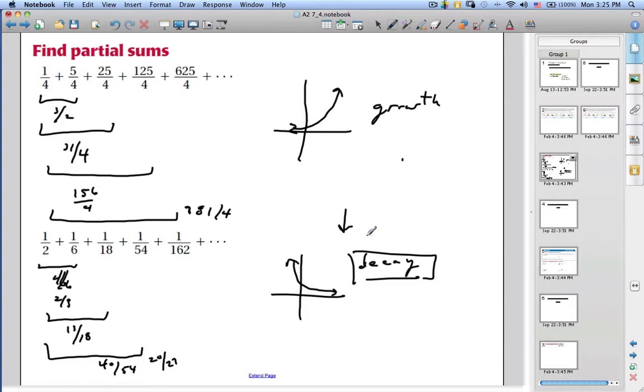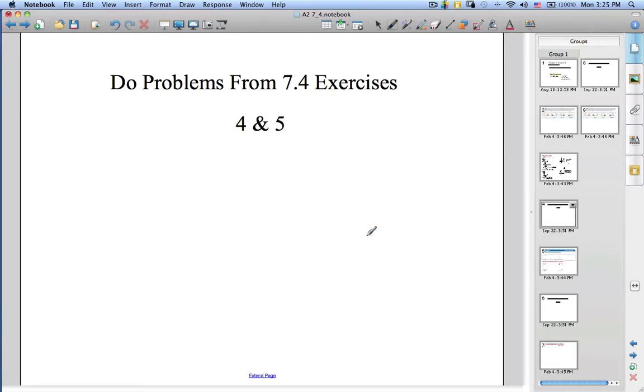So go ahead and practice finding partial sums. Go ahead and do problems 4 and 5, and then come on back to the lecture.